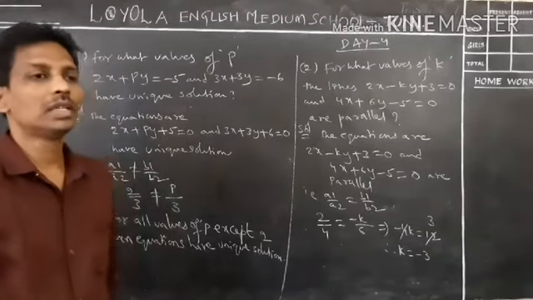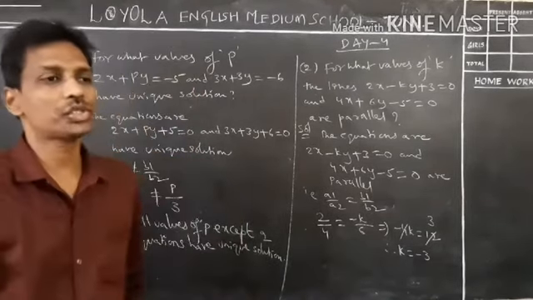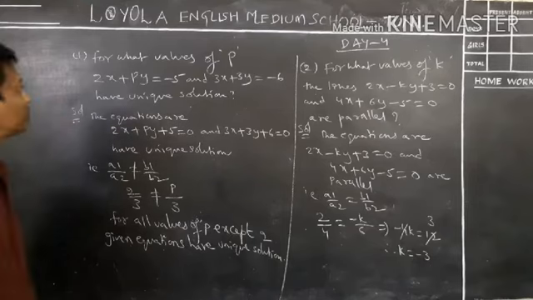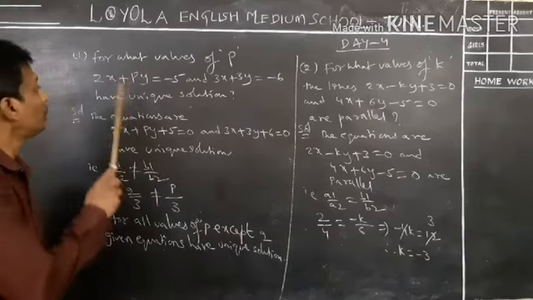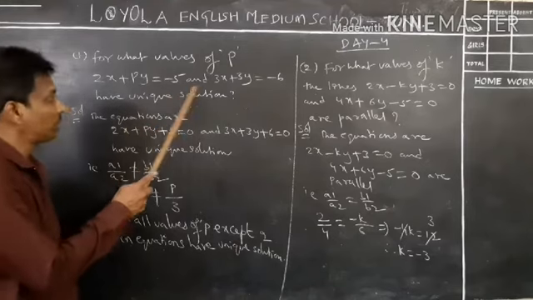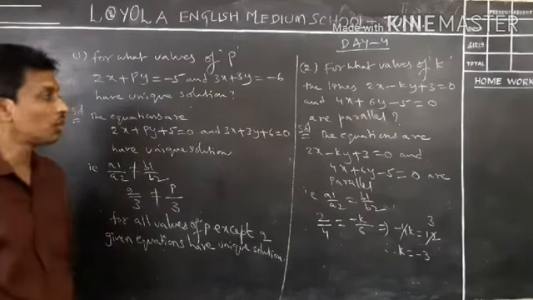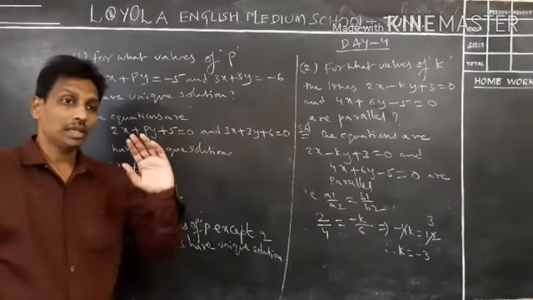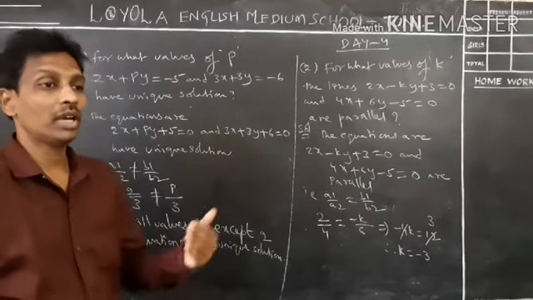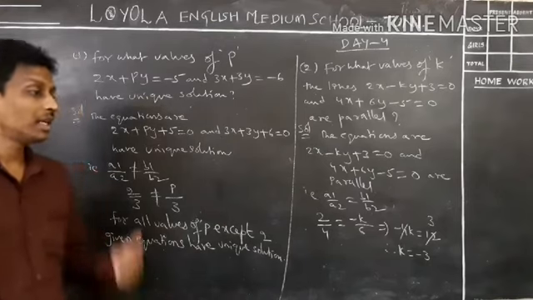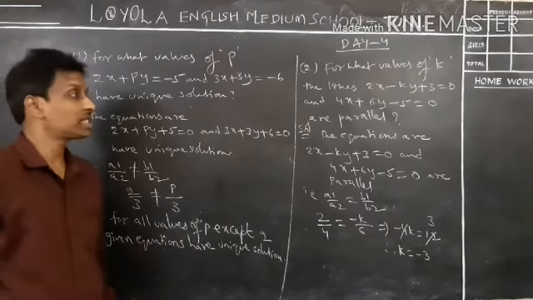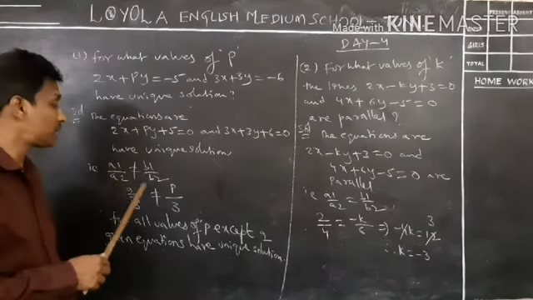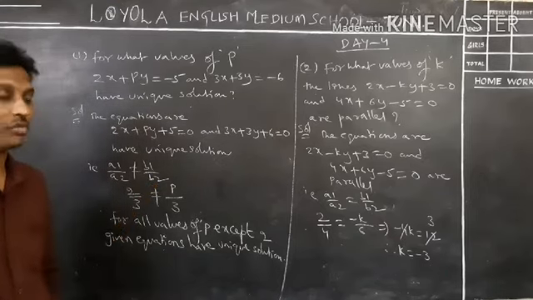Okay, children. Next, we will discuss two short questions based on the above table. Here, the first question you see: for what values of p do 2x + py = -5 and 3x + 3y = -6 have a unique solution? Unique solution means what? According to the above table, which we have already noted down in our CW, let us see when the two equations are said to have a unique solution. At what condition? The ratio of x coefficients must not be equal to the ratio of y coefficients.